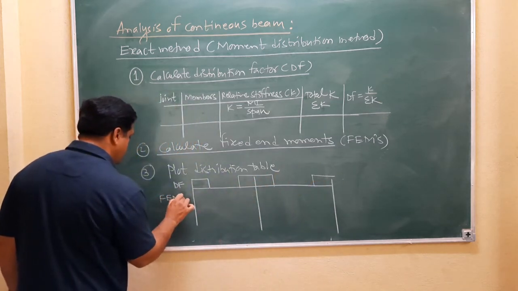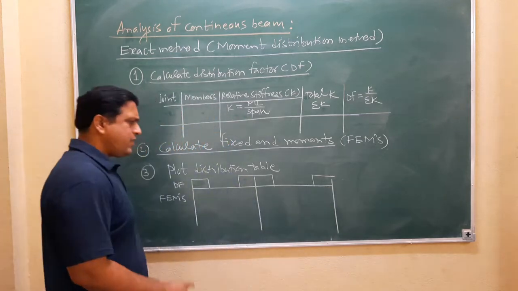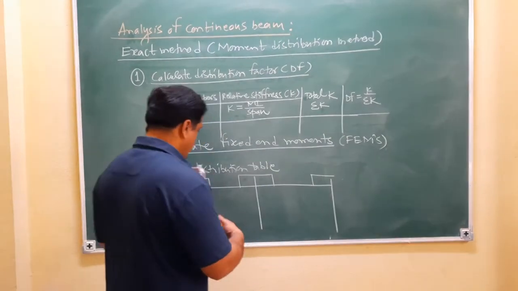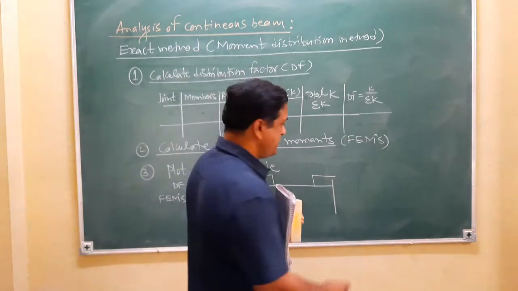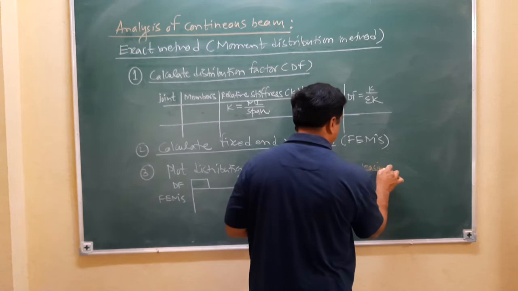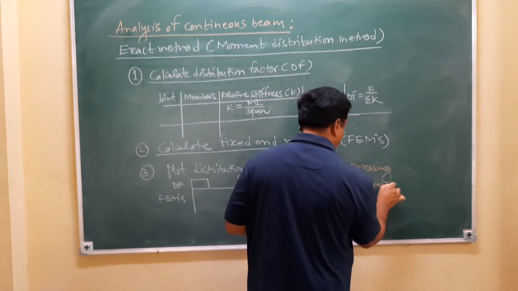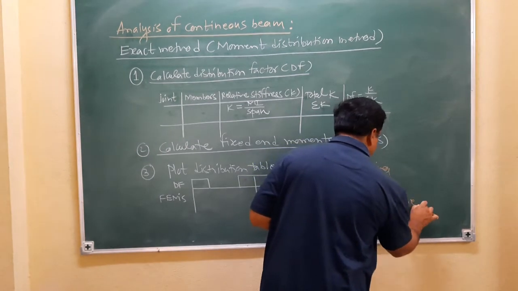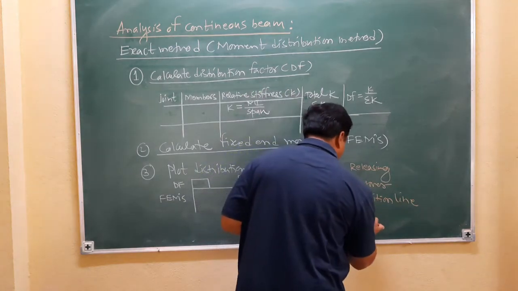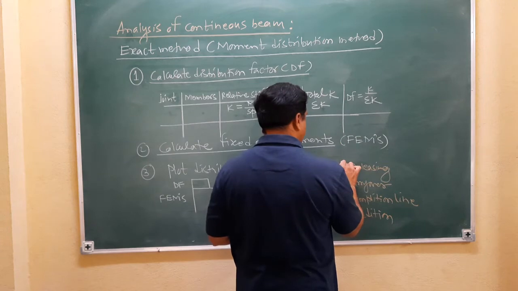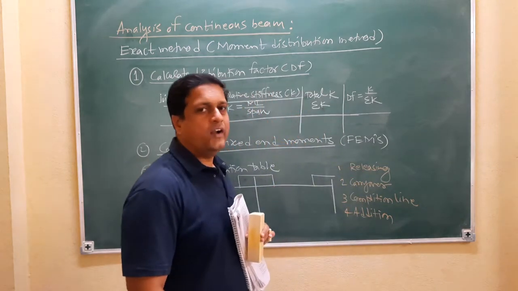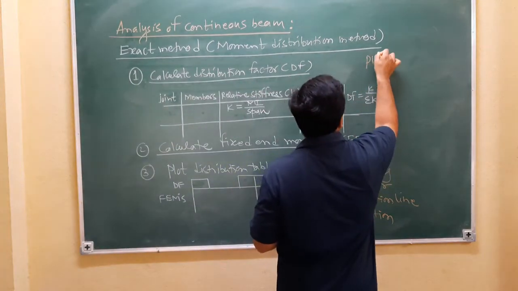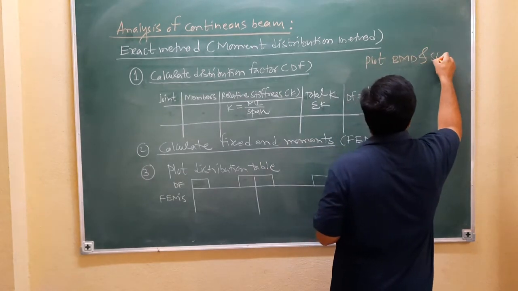Then you have to put the FEMs, fixed end moments, at this location, and then go for the distribution by applying some simple steps: releasing, second carry over, then completion line, and addition. You have to follow these 1, 2, 3, 4 steps and do the distribution in this table, and finally plot the bending moment diagram and shear force diagram.